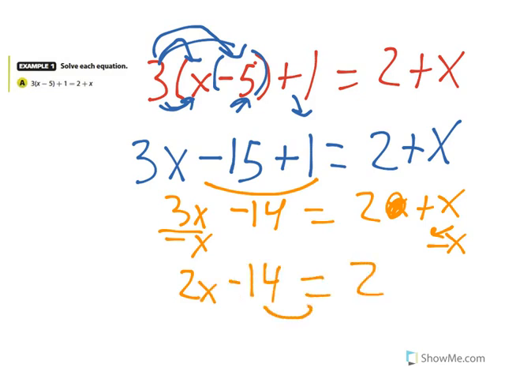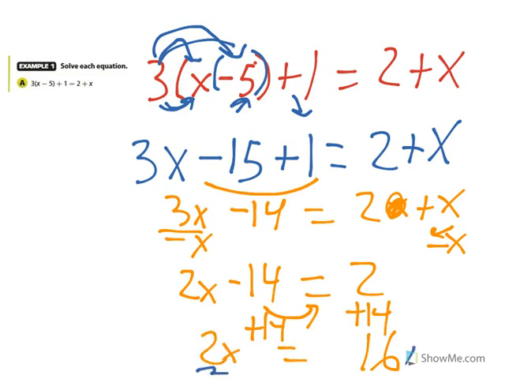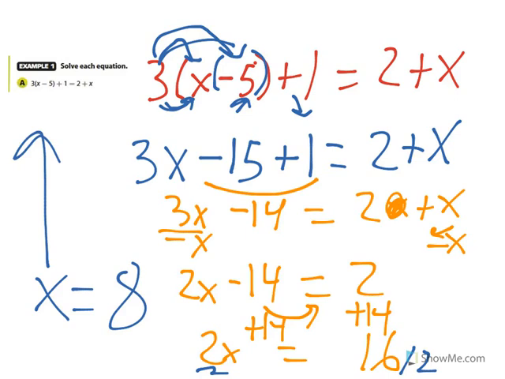And now I'm going to move that over. I'm going to cancel it out by adding by it. So now I have 16. 2x equals 16. I divide by 2 on both sides. What am I left with? X equals 8. I could go back in, plug it in, and you would see that it matches.